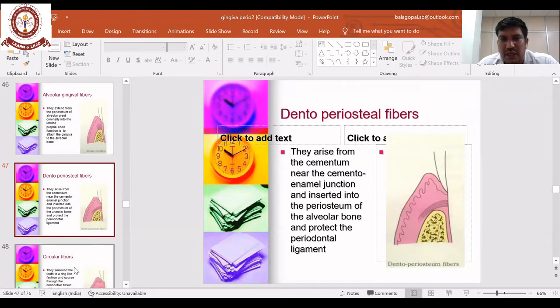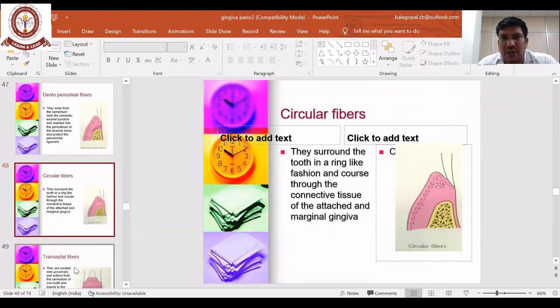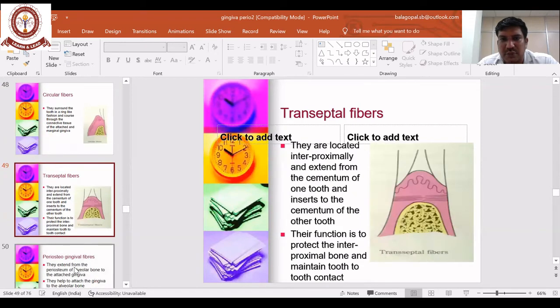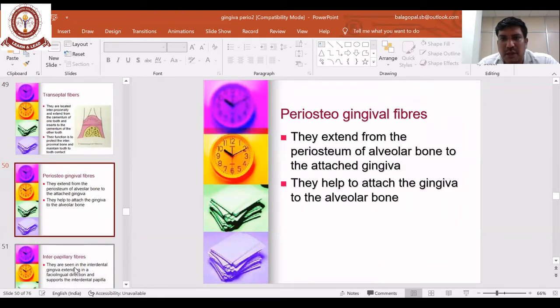Dentoperiosteal fibers arise from the cementum near the cemento-enamel junction and insert into the periosteum of the alveolar bone and protect the periodontal ligament. Circular fibers surround the tooth in a ring-like fashion and pass through the connective tissue of the attached and marginal gingiva. Transseptal fibers are located interproximally and extend from the cementum of one tooth and insert into the cementum of the other tooth. Their function is to protect the interproximal bone and maintain the tooth-to-bone contact.